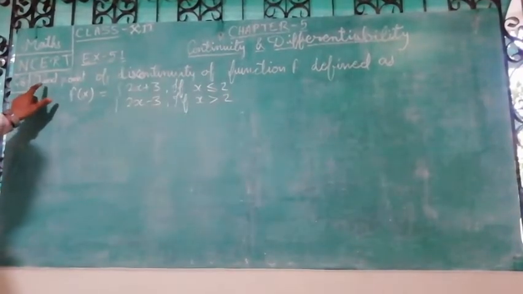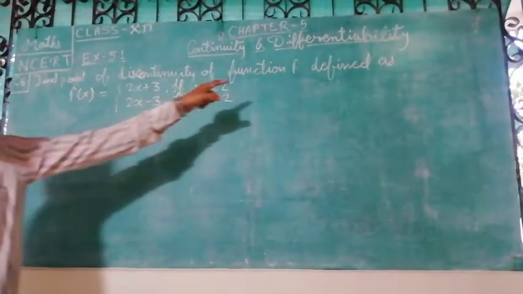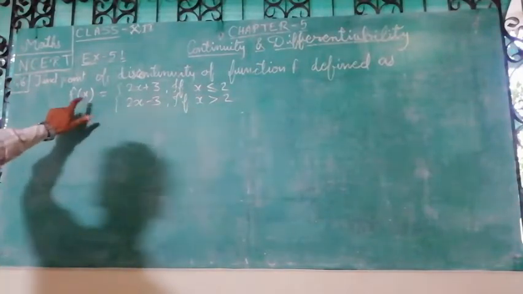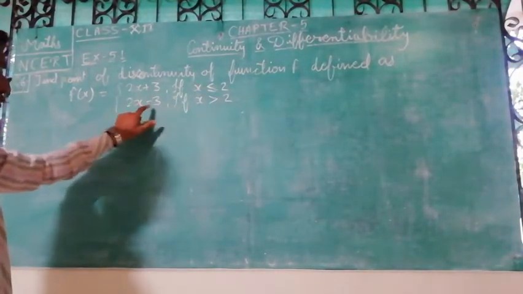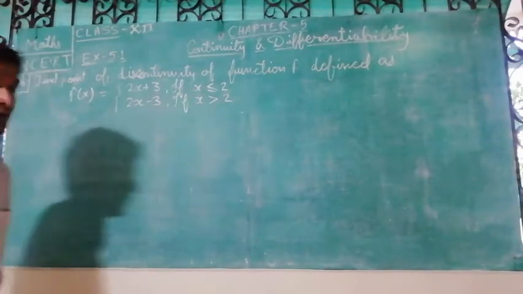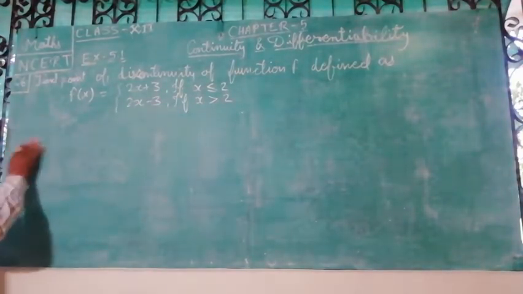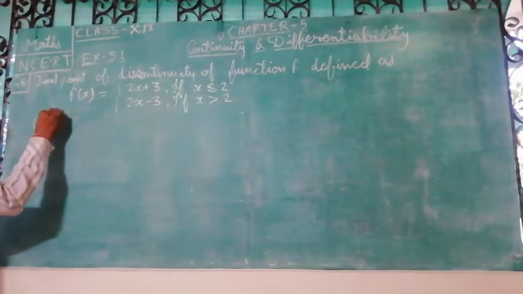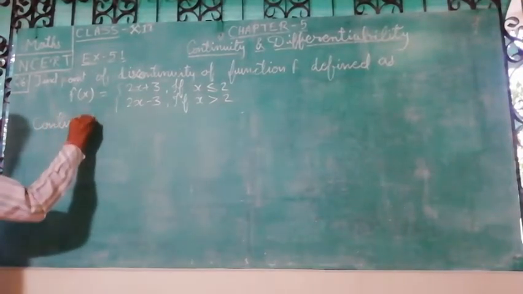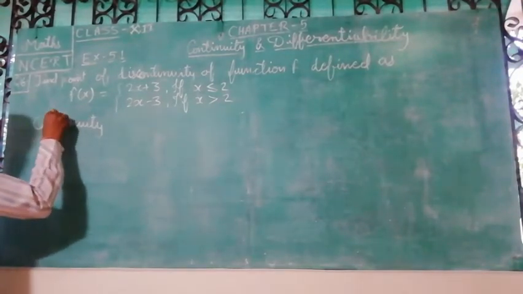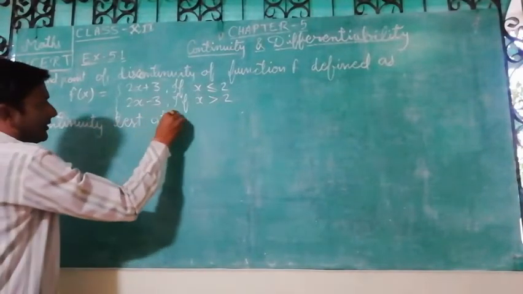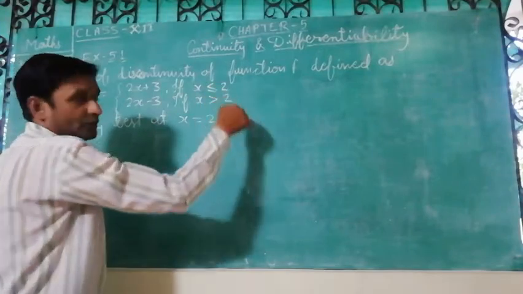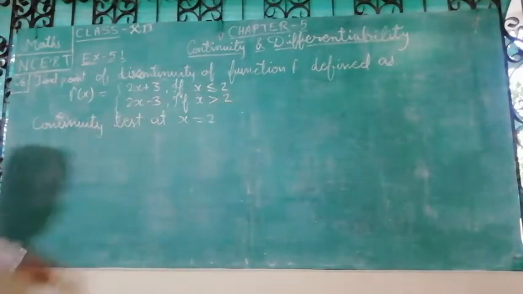See, it's question 6. Find the point of discontinuity of the function f defined as f of x is equal to 2x plus 3 if x is less than or equal to 2, and 2x minus 3 if x is greater than 2. So we are applying the continuity test here at x is equal to 2. Because it is defined at 2, it is very easy to check at 2.